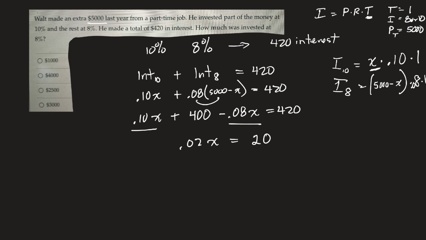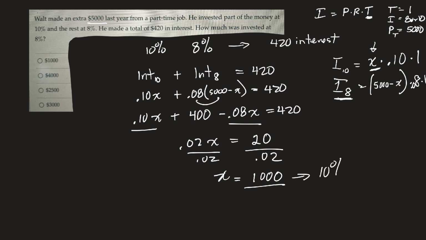So then I'll divide both sides by 0.02. So 20 divided by 0.02 comes out to, I want to say 1,000. But I better check. Yeah, I was right, it's 1,000. So x is how much I invested at 10%. So in order to figure out how much I invested at 8%, I'm just going to subtract that from 5,000. So this is for x is 10%.